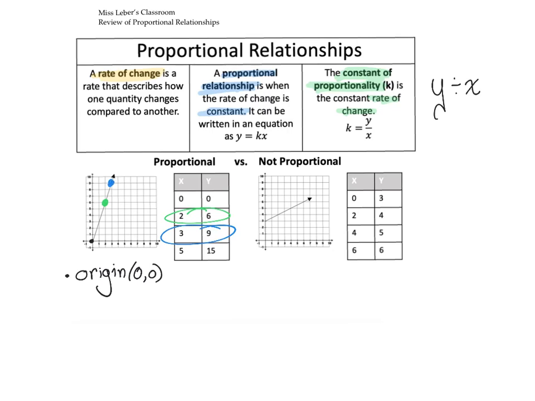So if I go ahead and do my y divided by x, 6 divided by 2 gives me 3. 9 divided by 3 gives me 3. And 15 divided by 5 gives me 3. So those unit rates are all the same. So I've got 3, 3, and 3. So this one would indeed be our proportional relationship. It starts at the origin and the unit rates are all the same.